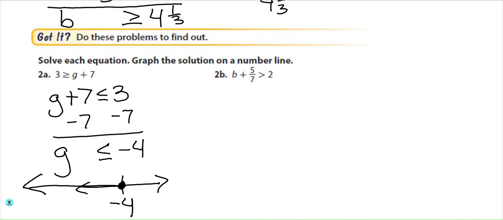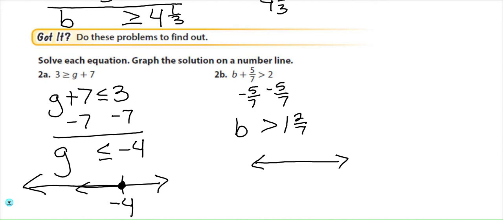All right, let's look at 2b. So b plus 5/7 is greater than 2. So we're going to minus off 5/7. That gives me b is greater than 2 minus 5/7, so that's 1 and 2/7. Okay, then we need to graph that. Needs to be not included, and it is greater than.